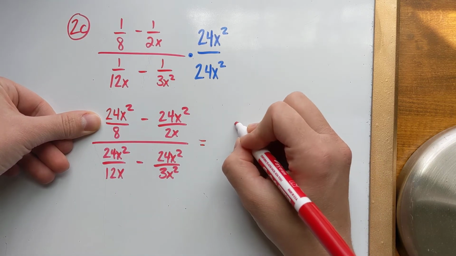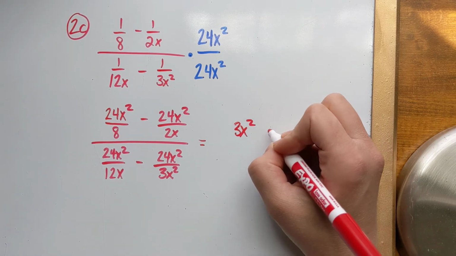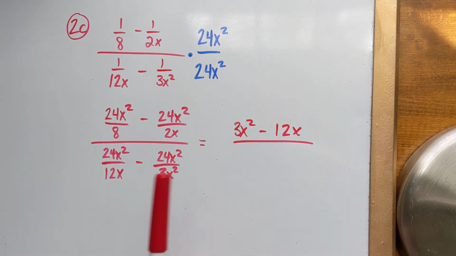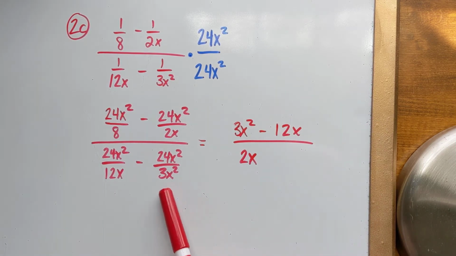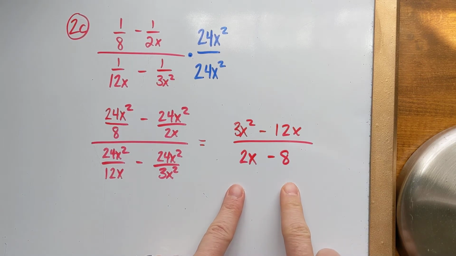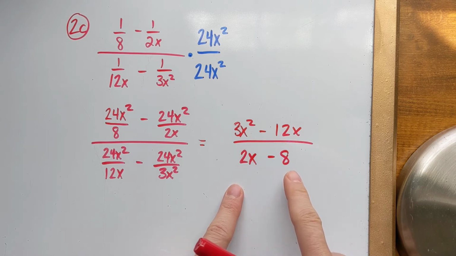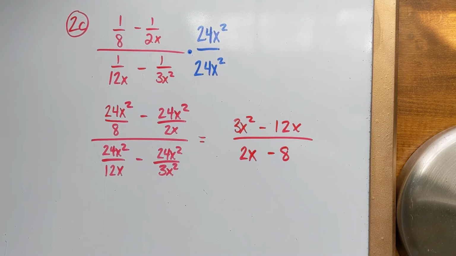24x squared divided by 8 would be 3x squared. Over here, 24x squared divided by 2x would make 12x. Right here I would have 2x, and right here I would get minus 8. Now you might think that you're done, but just looking at this I can tell I have a quadratic and then I have some stuff with a GCF. So I definitely want to try and factor anything that I can.